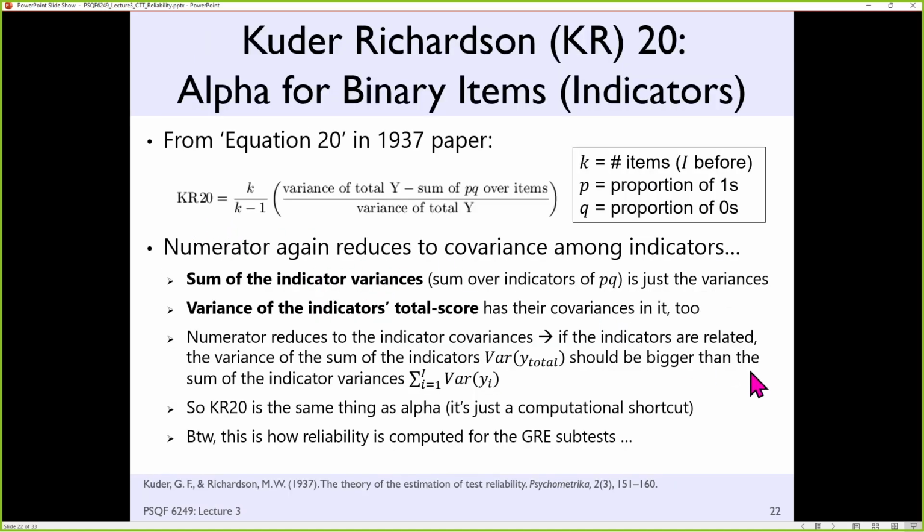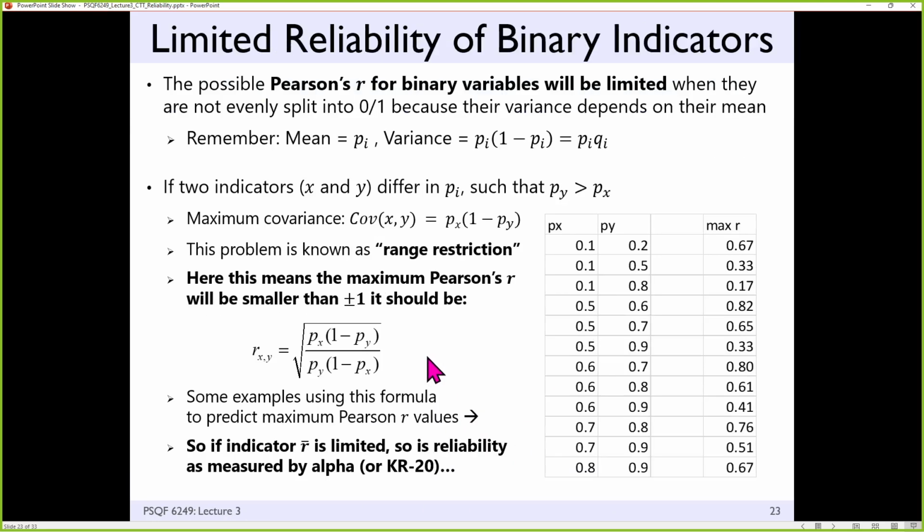Here is the KR20. By the way, KR20 is an expression that came from equation 20 in a paper from 1937. So yeah, these are the two authors of the paper, and this is alpha for binary items where it's easier to compute because you can just use the proportions of ones and zeros, but it is exactly the same thing. And this is how reliability is computed for the GRE subtests as well. And here's the original reference if you're interested in reading it.